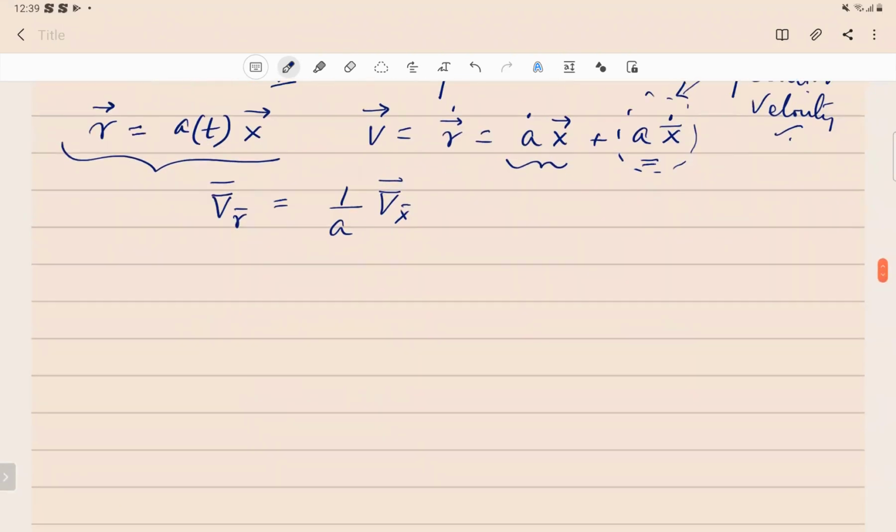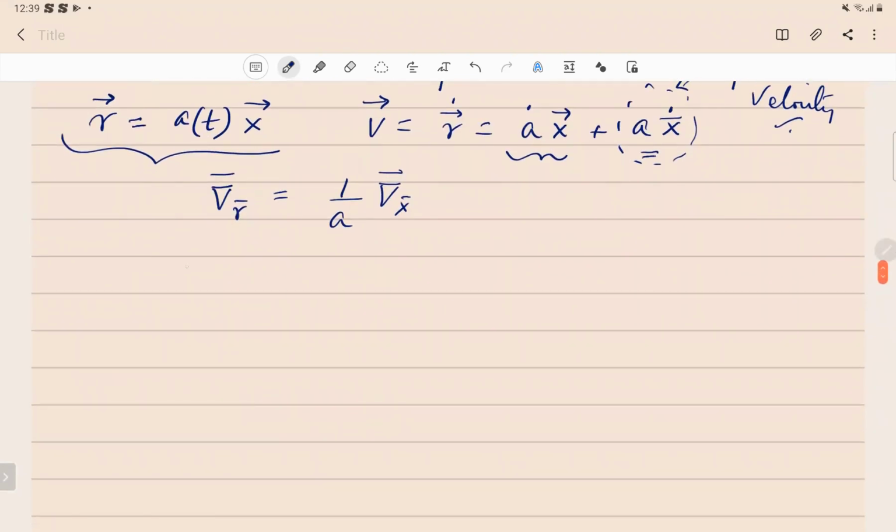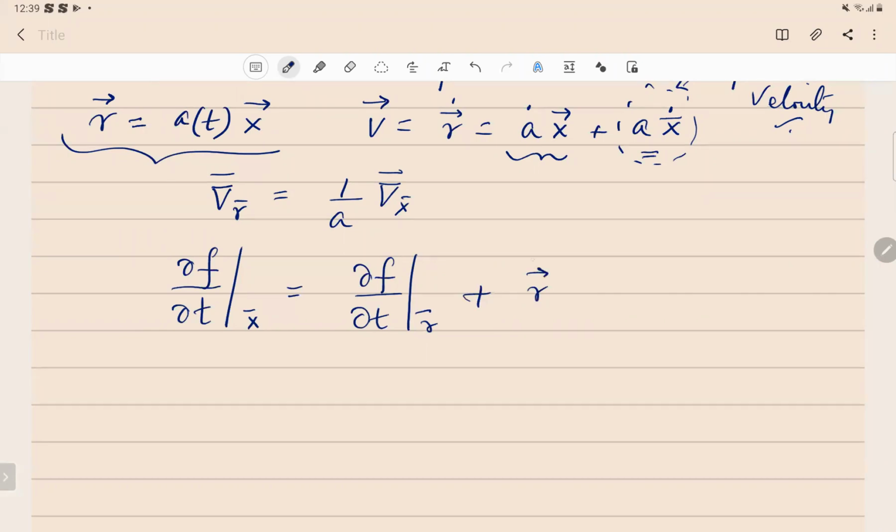You have to just use chain rules of partial derivatives, and you can take any general function. You can immediately see that del f del t at constant x will be related to del f del t at constant r plus r dot grad r of f, standard partial derivative, and then this you can write down as a dot by a. This 1 by a comes from this grad r being converted to grad x, so grad x f x dot.